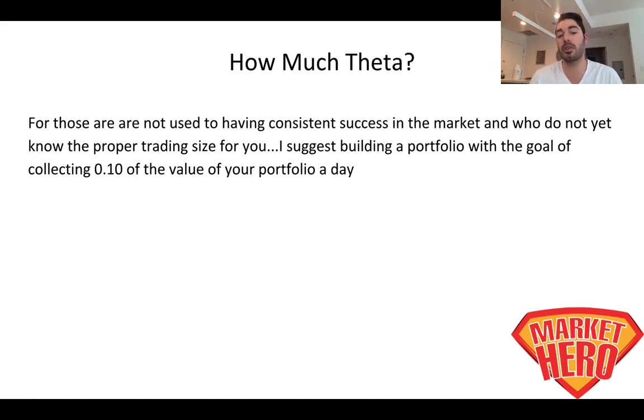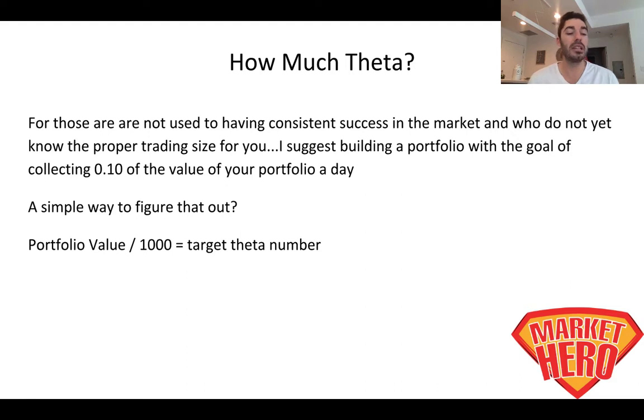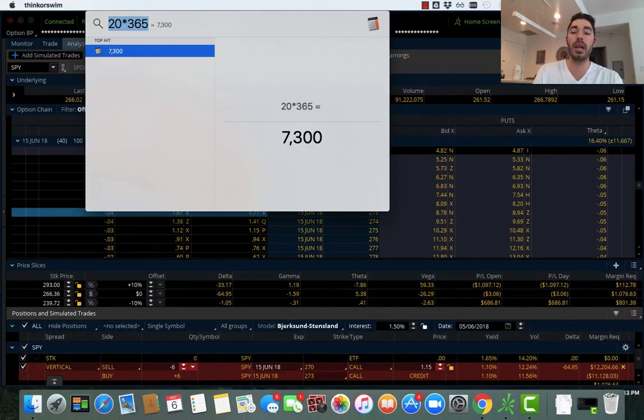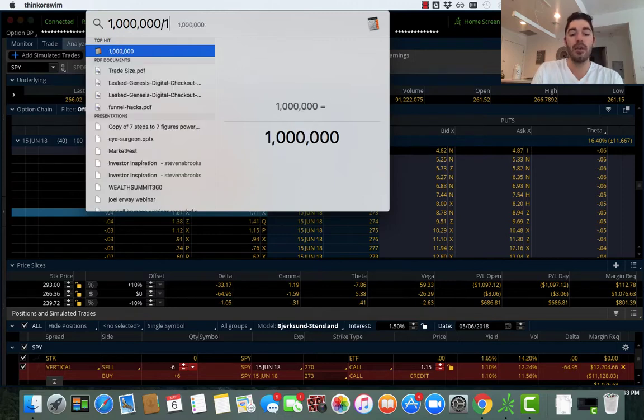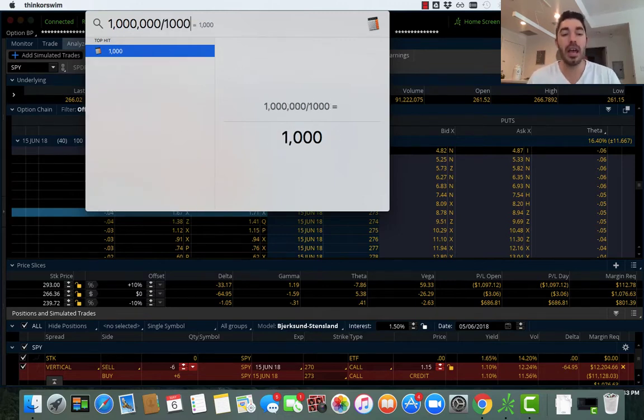Now, what does that actually look like? Let's see a simple formula for the way to figure that out. We take the portfolio value and then divide it by 1,000, and that's the target theta number. So if we have an account of $1 million, we want to divide that by 1,000, and a good theta number is $1,000 a day.